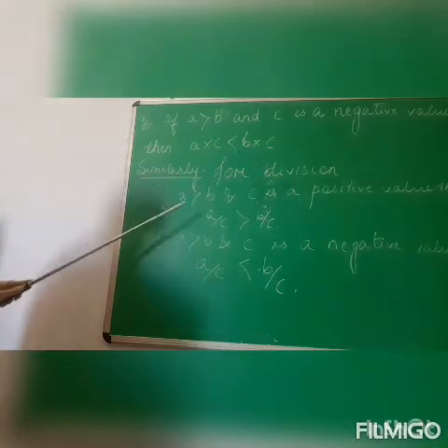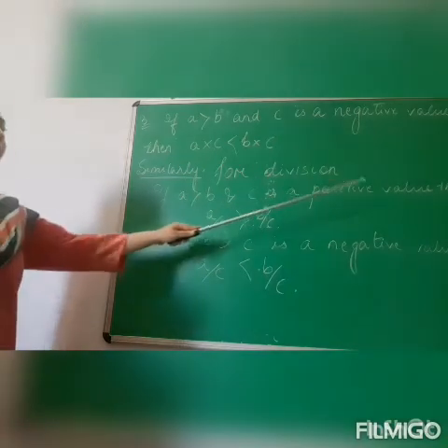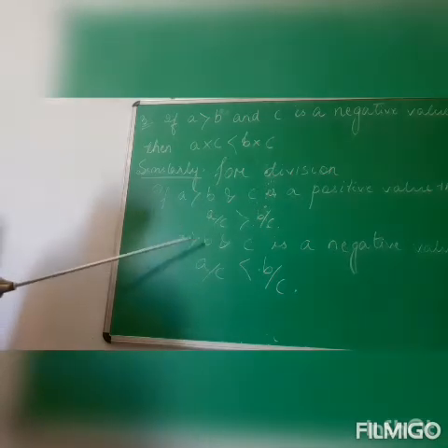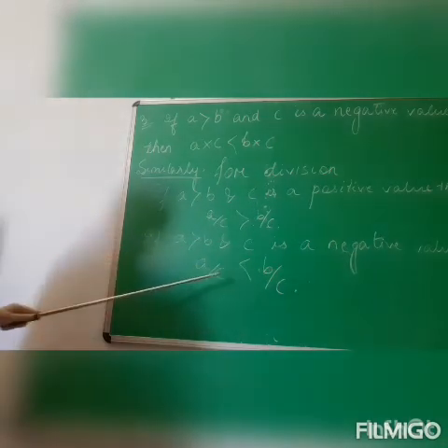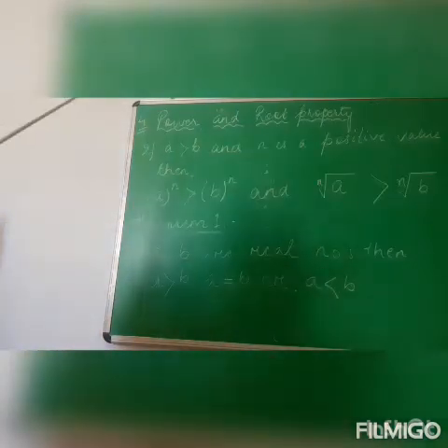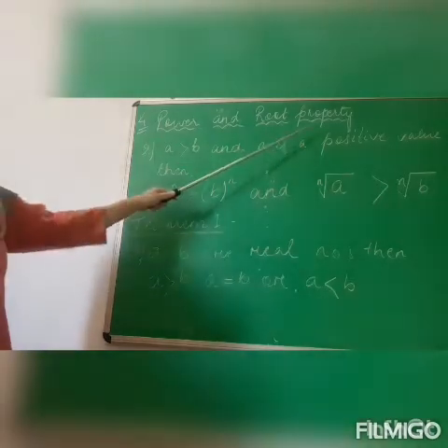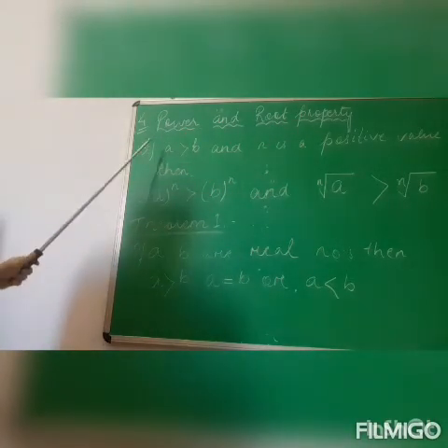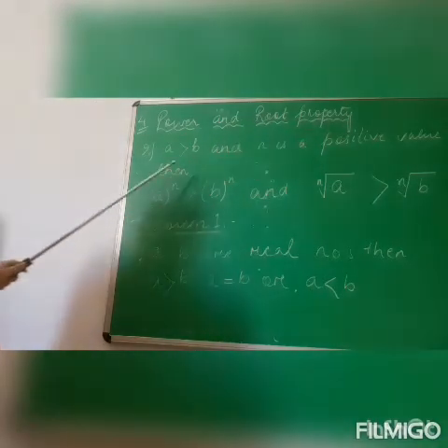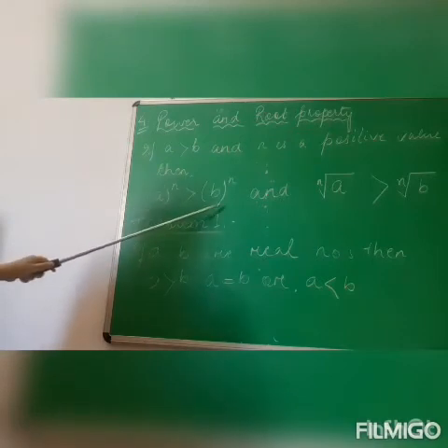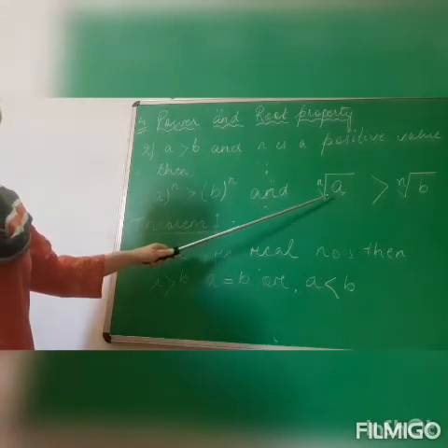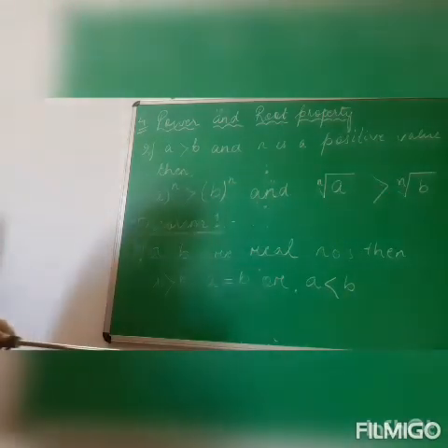Similarly, for division, if A is greater than B and C is a positive value, then A by C is greater than B by C. Whereas if A is greater than B and C is a negative value, then A by C is less than B by C. Now we'll go to the fourth property, that is your power and root property. In this property what it states is, if A is greater than B and n is a positive value, then A to the power n is greater than B to the power n, and the nth root of A is greater than the nth root of B.